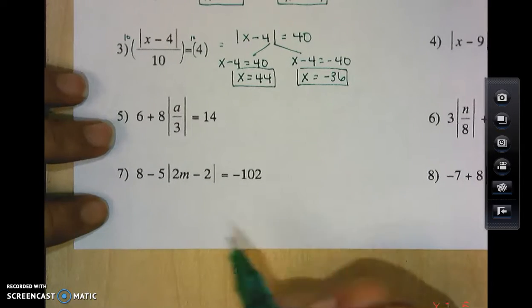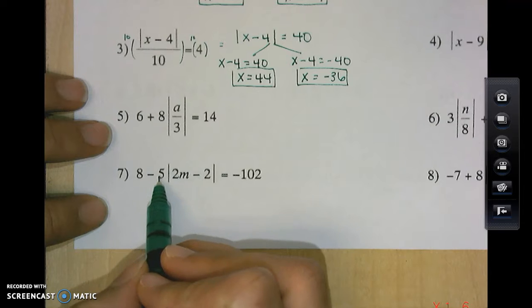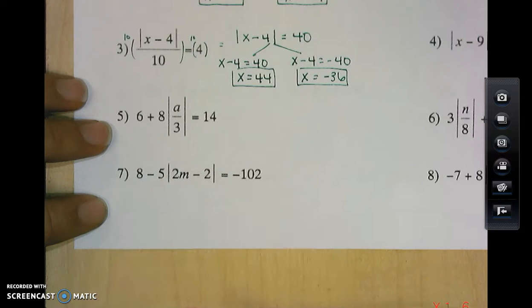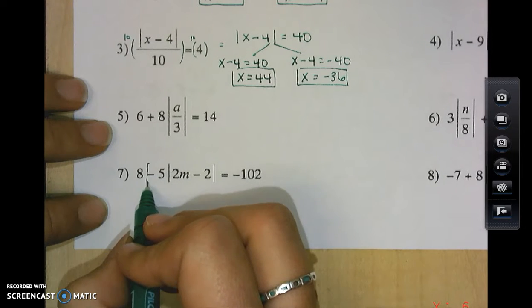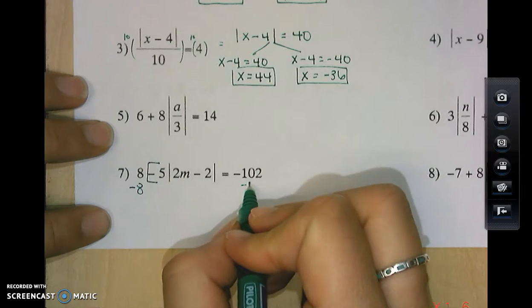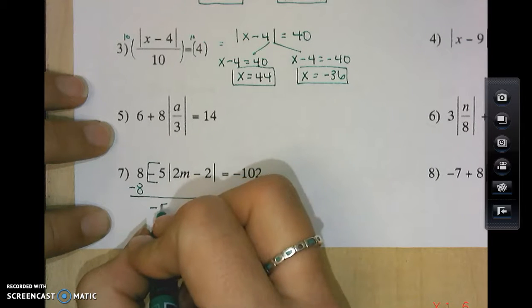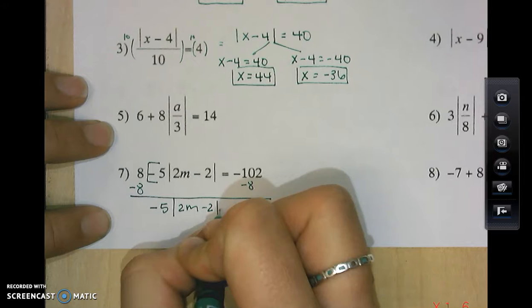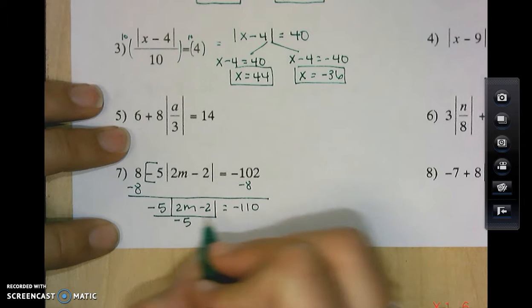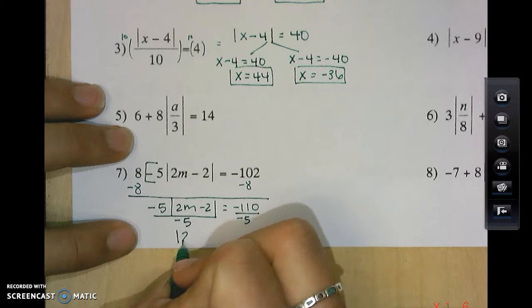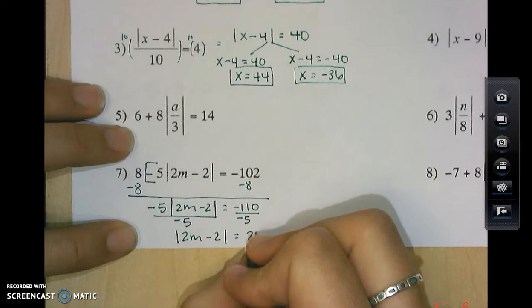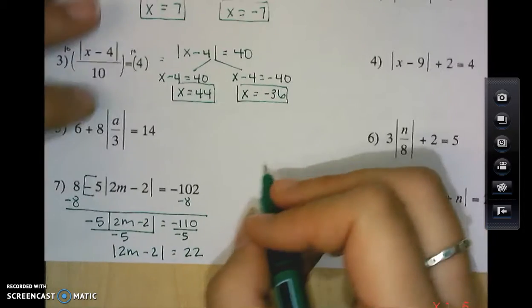If we look at number 7, I have this -5, which is what I'm multiplying, and then this 8 is here. I want to move the 8 first, because the multiplying part I do second. This is a positive 8, so I'm going to subtract 8 from both sides. Then I have -5 times the absolute value of 2m minus 2 equals -110. Now I can divide both sides by -5. So then I have the absolute value of 2m minus 2 equals 22.